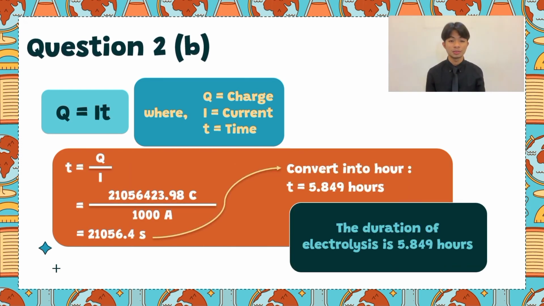After we get the value of charge, which is Q, we can use the equation Q = It. We can rearrange the formula to get t, which is equal to Q over I. Substitute the Q and I, and we will get 21,056.4 seconds. Then we can convert it into hours, which gives 5.849 hours. So we can conclude that the duration of the electrolysis is 5.849 hours.